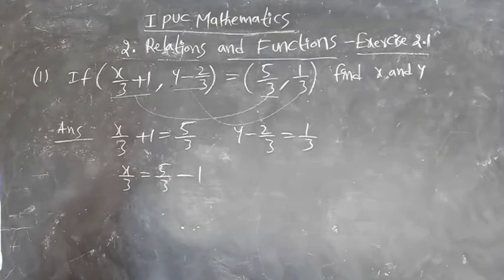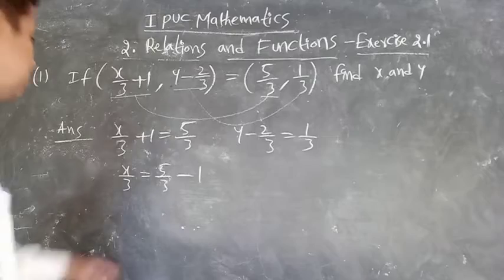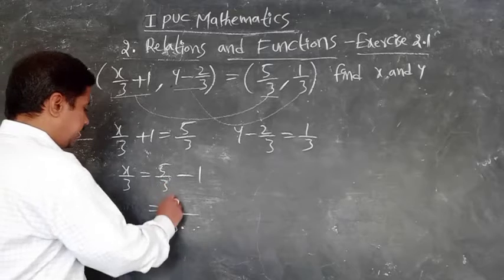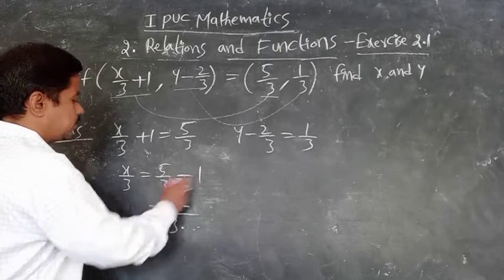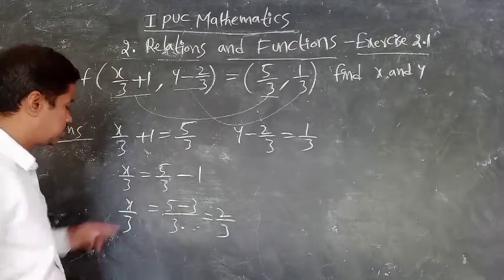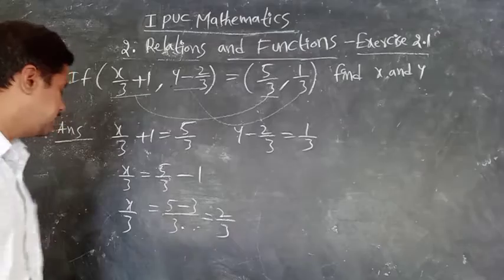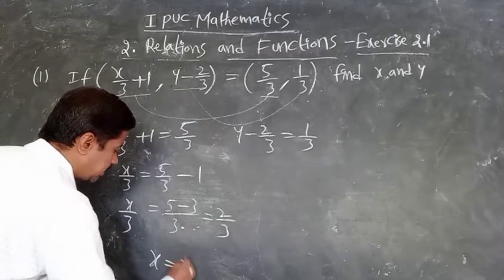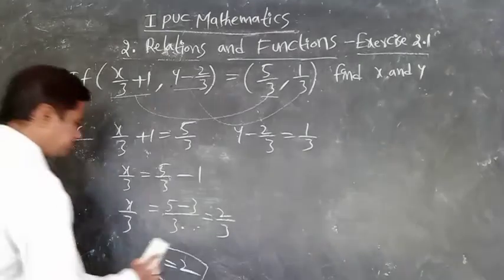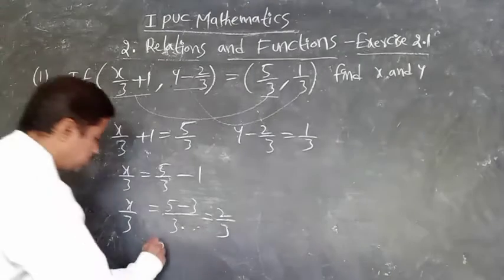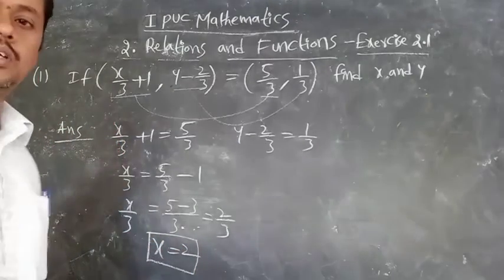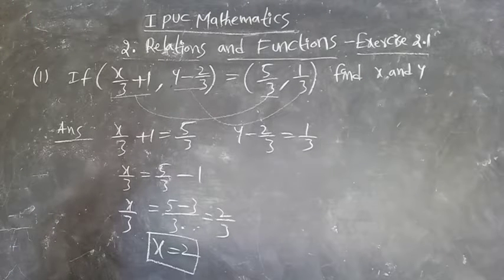Calculate this. 3 is the LCM now. So 5 minus 3 equals what? 2/3. Therefore x/3 is equal to 2/3. The 3 cancels, so therefore x is equal to 2. Like that we have to calculate the x.